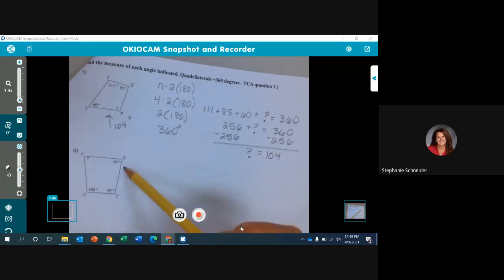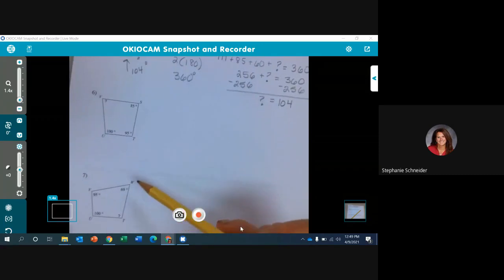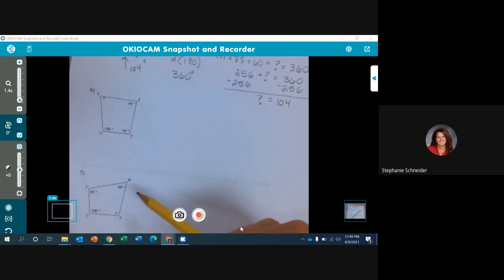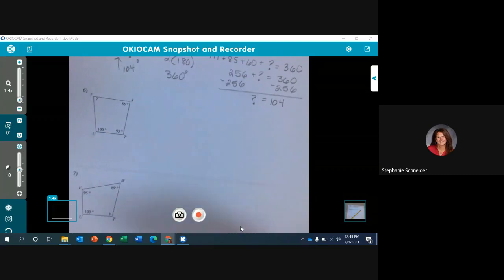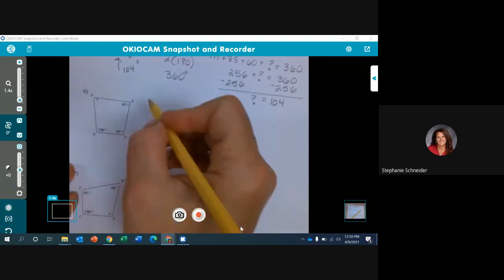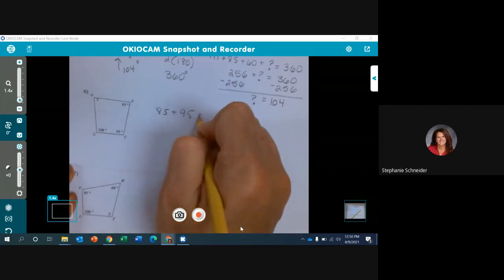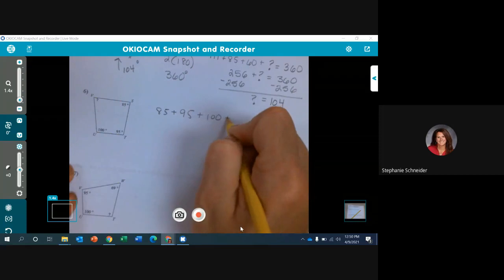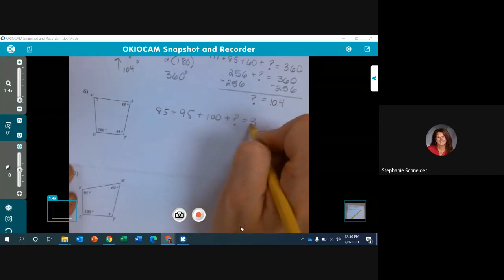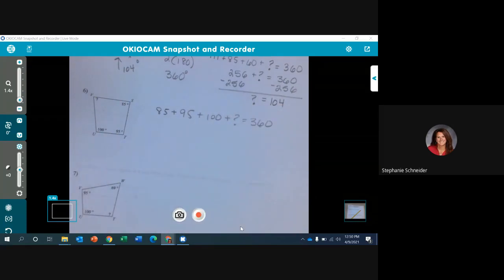Okay, so we have two more samples at this point. If you want to hit pause on the recording, do it and then check your work. You can do that, or you can do this one with me as well. So again, we already know that all the angles are going to equal 360 degrees. So I'm just going to set it up. 85 plus 95 plus 100 plus question mark is going to equal 360 degrees.